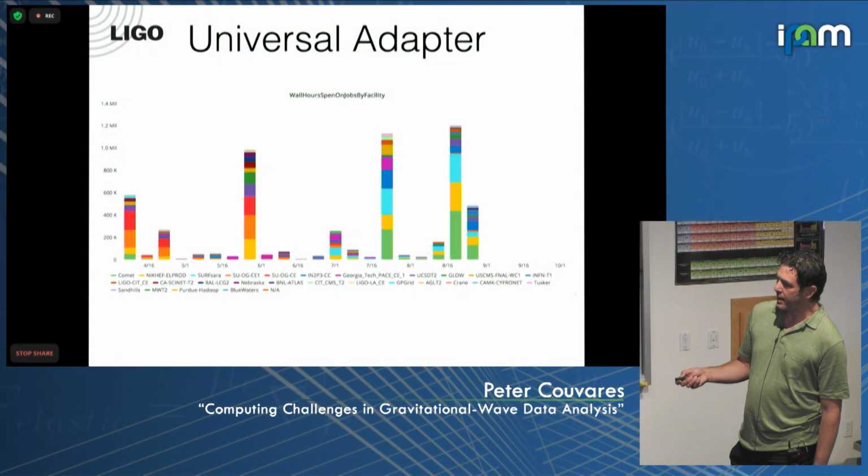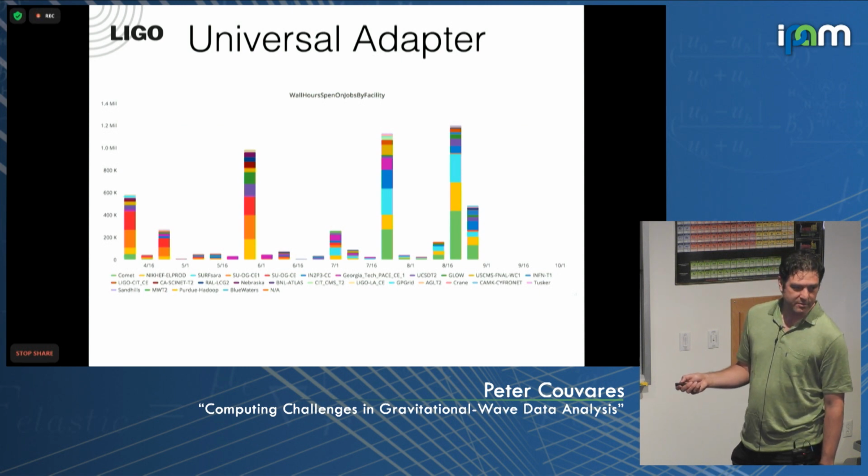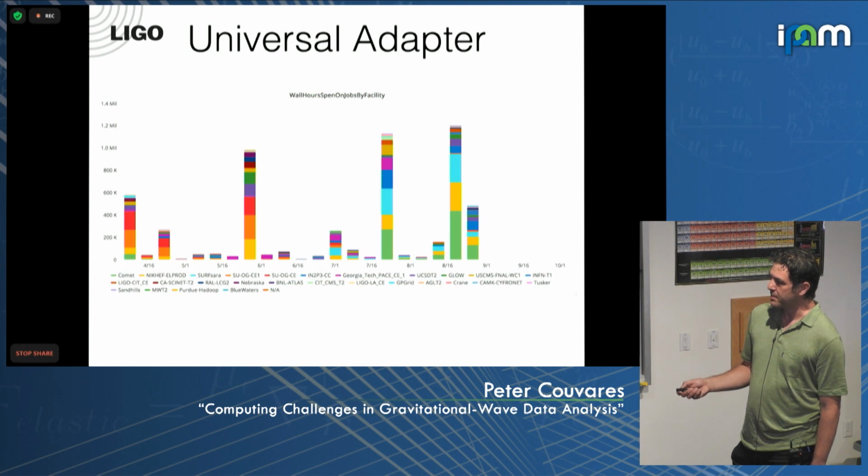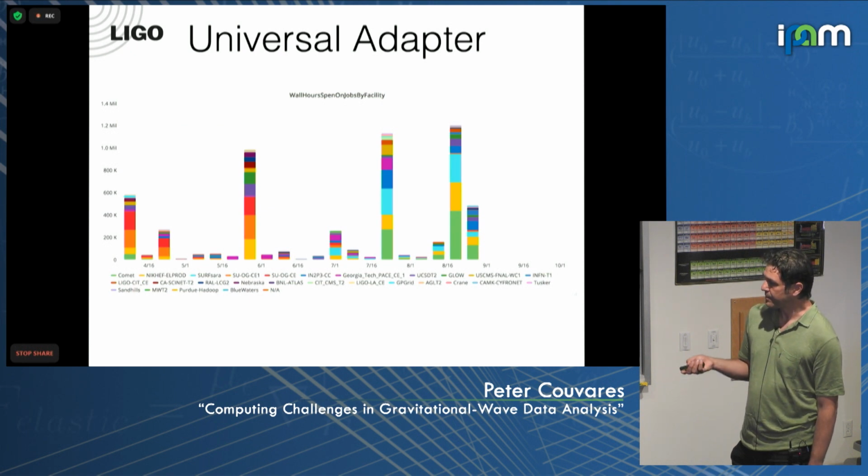So you can see both how incredibly bursty our usage of these shared resources is, and how diverse. It's not like 90% of it came from one big cluster. We take what we can get, and so we get an enormous amount of computing from an enormous amount of different providers. And what allows this to happen is this universal adapter of the Open Science Grid.